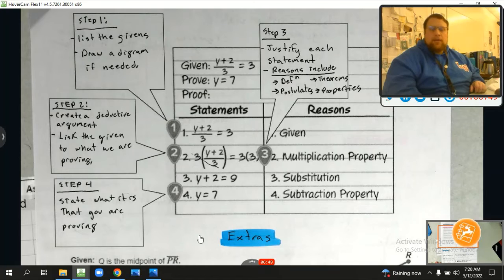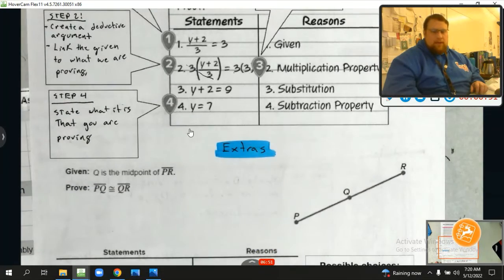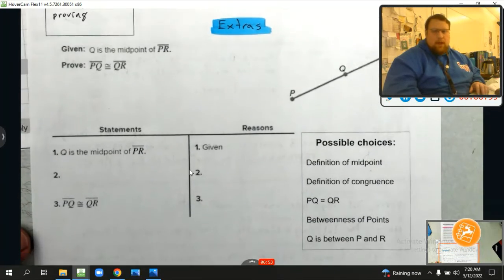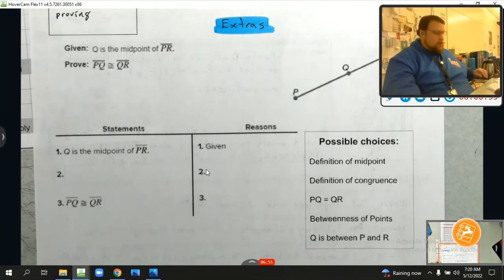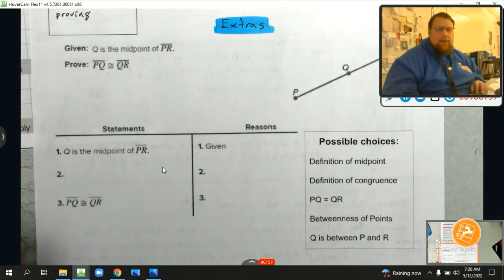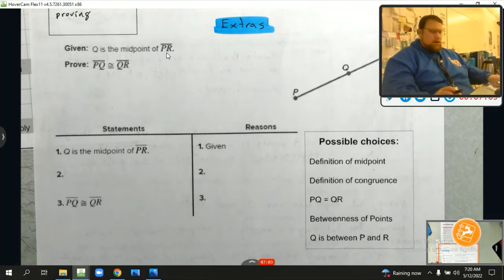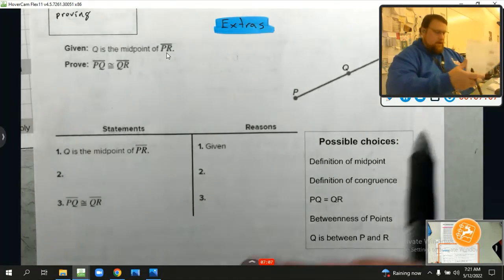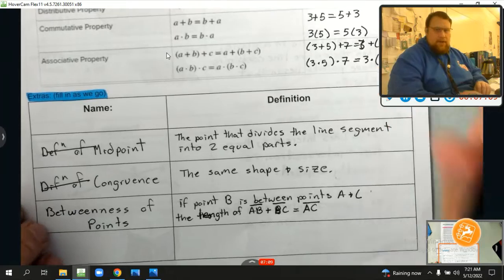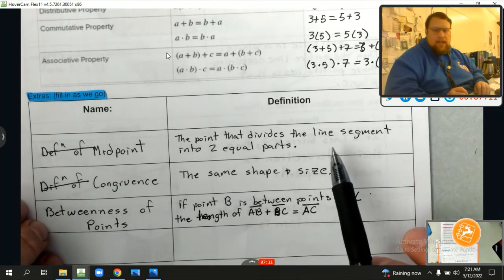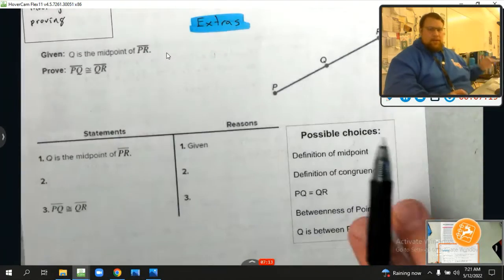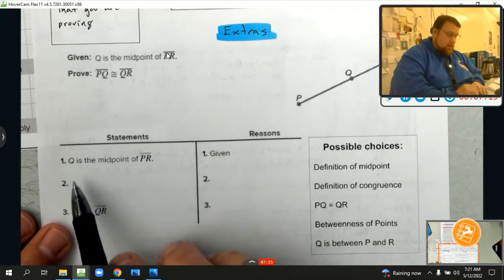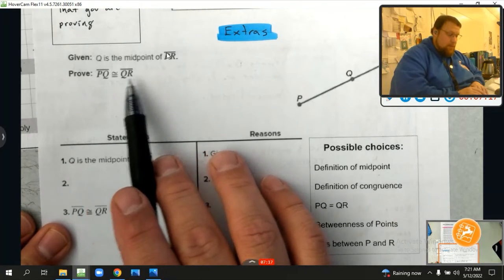We're going to go do an actual proof, and it's going to use some extras in it. So you'll notice in our extra section, you'll see several things here. But what do we have here? We have Q is the midpoint of PR. Well, let's go look at what a midpoint is in our toolkit. Let's look at that definition. Definition of a midpoint is the point that divides the line segment into 2 equal parts. That's important. Notice we want to prove that PQ equals PR.